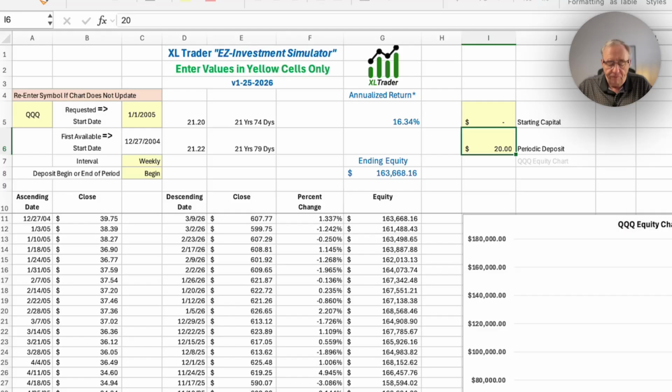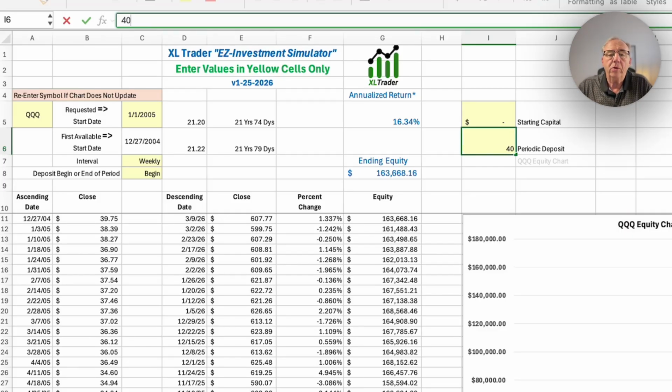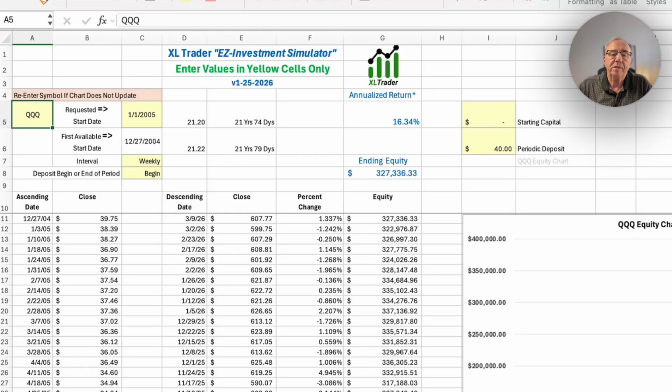Let's make that $40 a week. Let's say you could spare $40 a week. And that's getting up there, but it effectively doubles the return, $327,000. And you're well on your way to your first $1 million at that point.